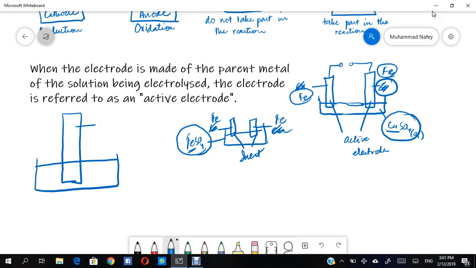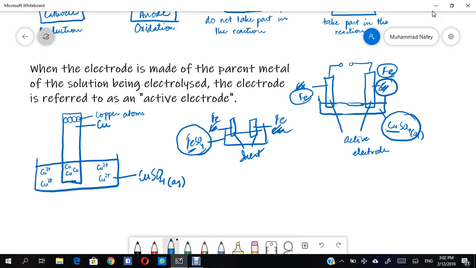Right, so here is my copper rod and here is an aqueous solution of copper sulfate. So what is the copper rod made of? The copper rod is made up of copper atoms. So we have copper atoms here, and I'll just write Cu, Cu, Cu. And in the solution, we have copper ions and sulfate ions as well. We are not concerned with the sulfate ions right now, so I'll just leave that.